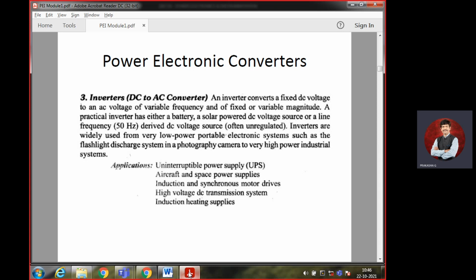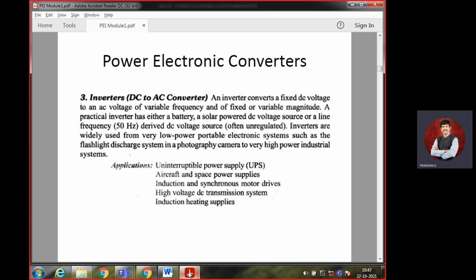Uninterrupted power supply is one of the examples. Aircraft and space power supplies. I told you long back, space. Whatever sunlight falls on your solar panels, they are going to get charged and it will be charging the batteries, and the batteries are supplying the power, because whatever is there in the satellite needs AC power supply. Charge is stored as DC, and DC will be converted once again to AC itself.